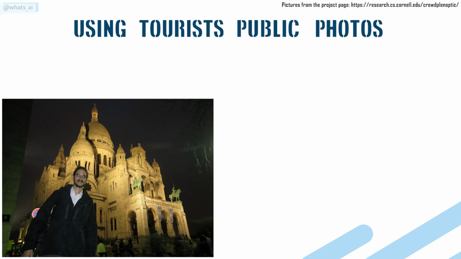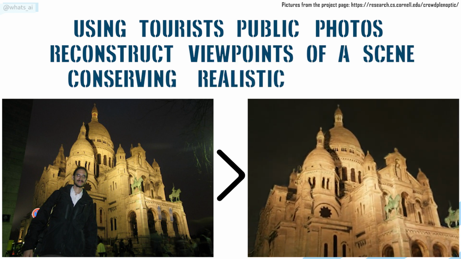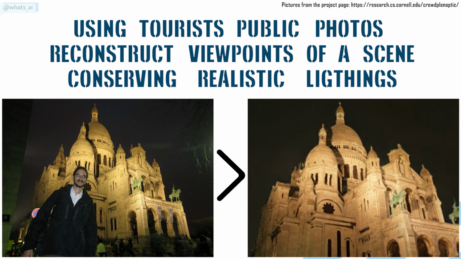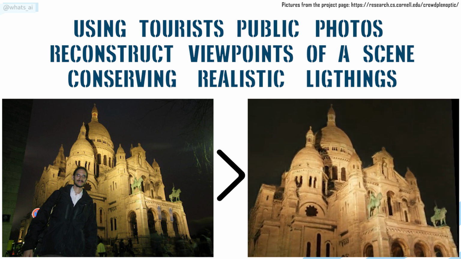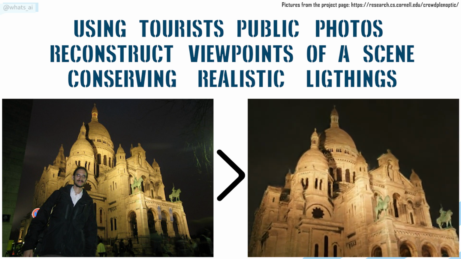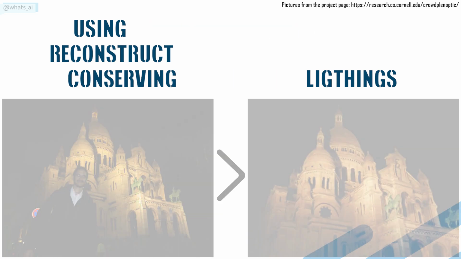Using tourists' public photos from the internet, they were able to reconstruct multiple viewpoints of a scene, conserving the realistic shadows and lightings. This is a huge advancement of the state-of-the-art techniques for photorealistic scene rendering, and their results are simply amazing. Let's see how they achieve that, and some more examples.